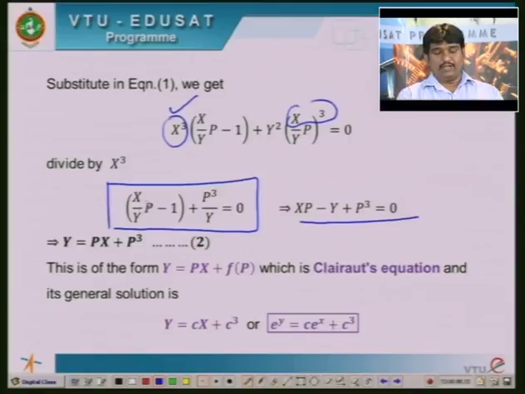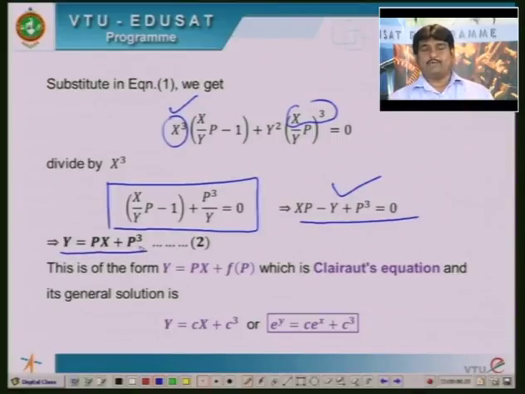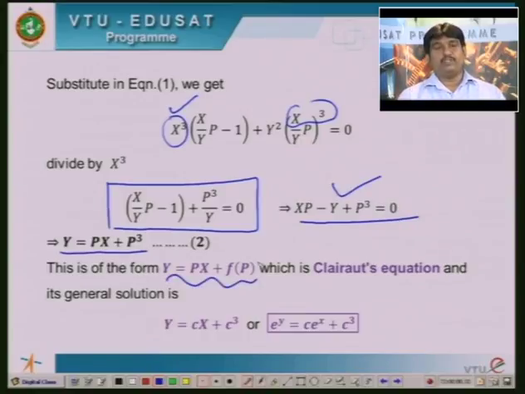When you multiply by Y, you will get XP here minus Y into 1, Y plus P cube, Y gets cancelled here. So I arrive at this result, XP minus capital Y plus P cube equals to 0, which is nothing but capital Y equals to P into capital X plus P cube. Now this is of the form y equals to px plus f of capital P.